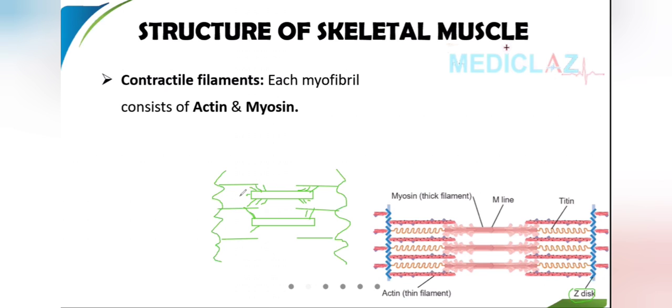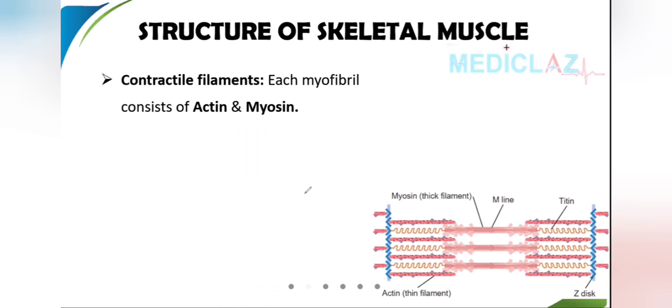It is attached to the Z line by a coiled spring-like structure. This coiled spring-like structure is called titin. You see, it is attached here. So Z line, actin, myosin, and then the titin. These are the different parts of a sarcomere.